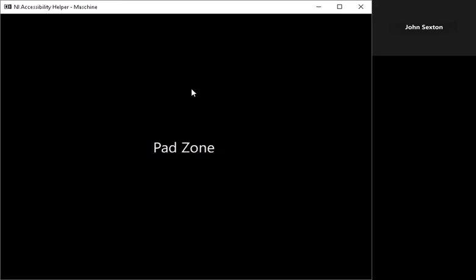Pad zone. Now the pad zone, in the helper software, they're numbered 1 to 16, starting from the top left corner, working the way down. In the Machine software, they're numbered 1 to 16, starting from the bottom left, working upwards. So 1, this would be pad 13, 2, 14, 3, 15, 4, 16.